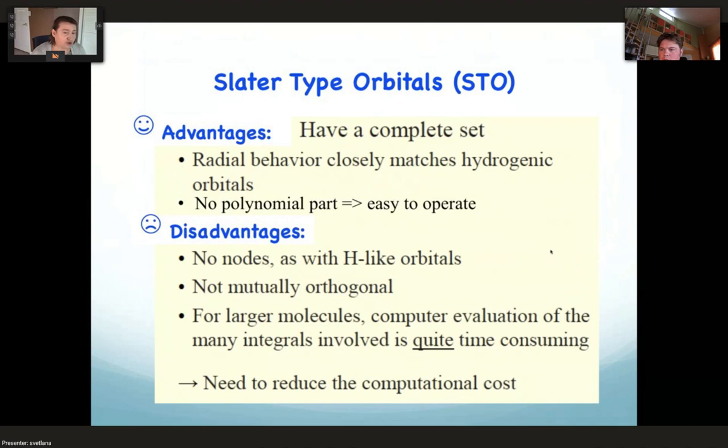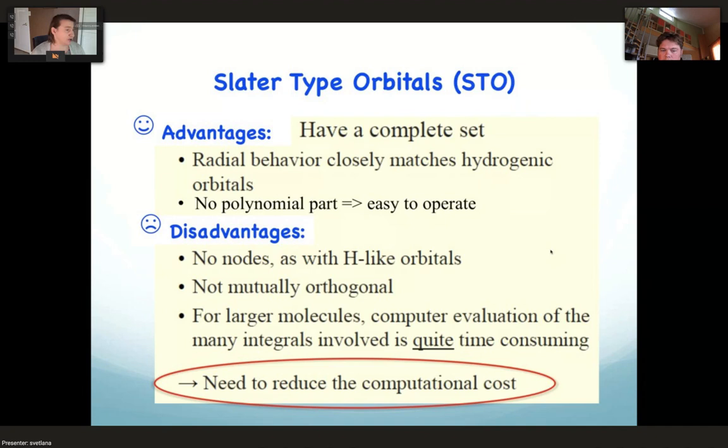And you need to really have a lot of STOs to get to the big molecules, to get them correct, to do the actual functions. You need a lot of them to be introduced. So which means it's a good solution, but not the perfect solution. We need to find a way to simplify this basis set even more to reduce the computational cost.